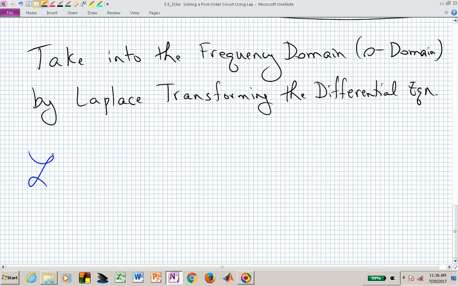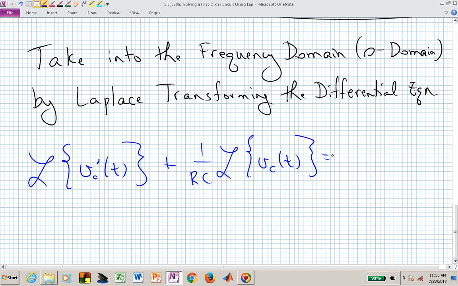We then have the Laplace transform of V sub C prime of t plus 1 over RC Laplace transform of V sub C of t equaling 1 over RC, the Laplace transform of our source.